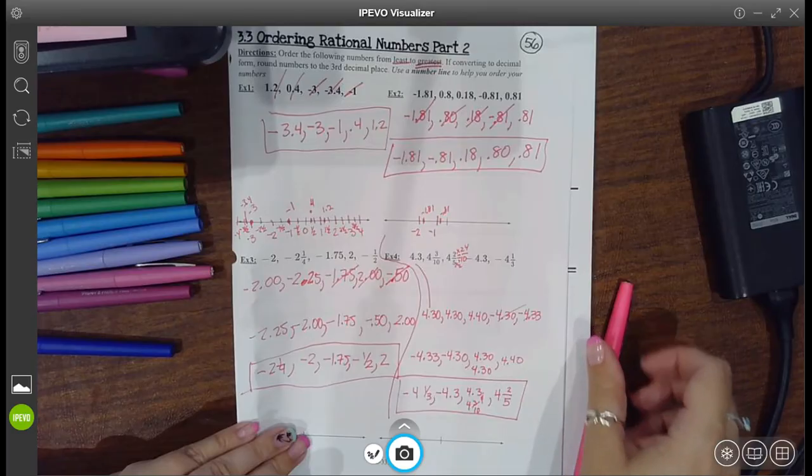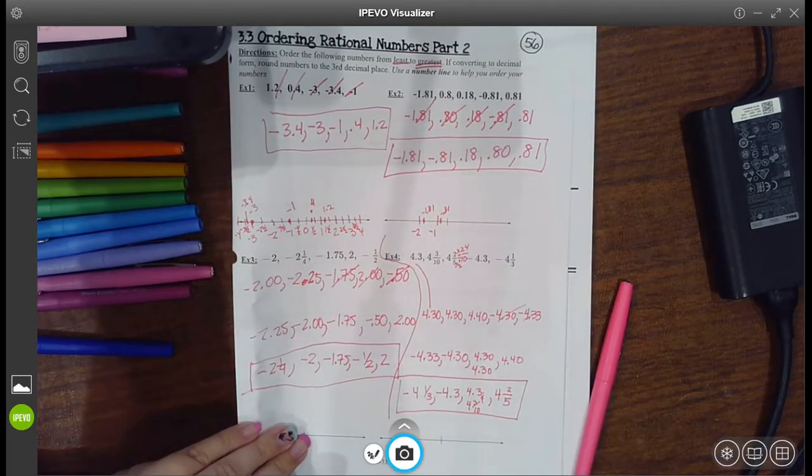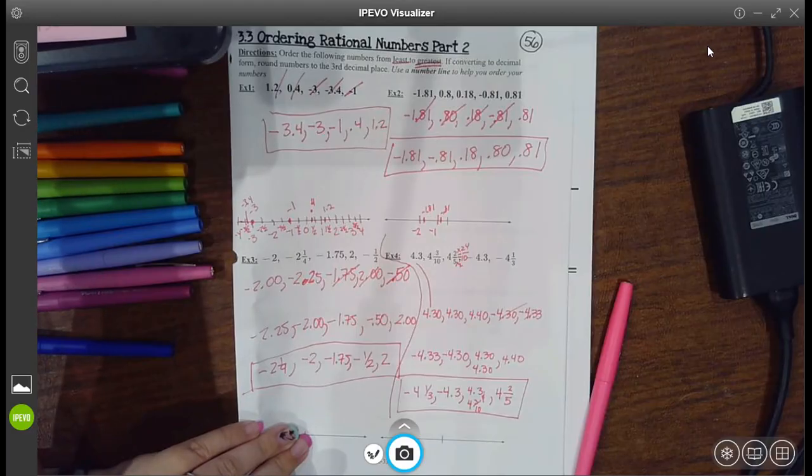All right. And then final step is to make sure that you rewrite it how it was originally given to you, because that will be the correct answer that they're looking for. All right. Hopefully you feel a little bit more comfortable with each of those.